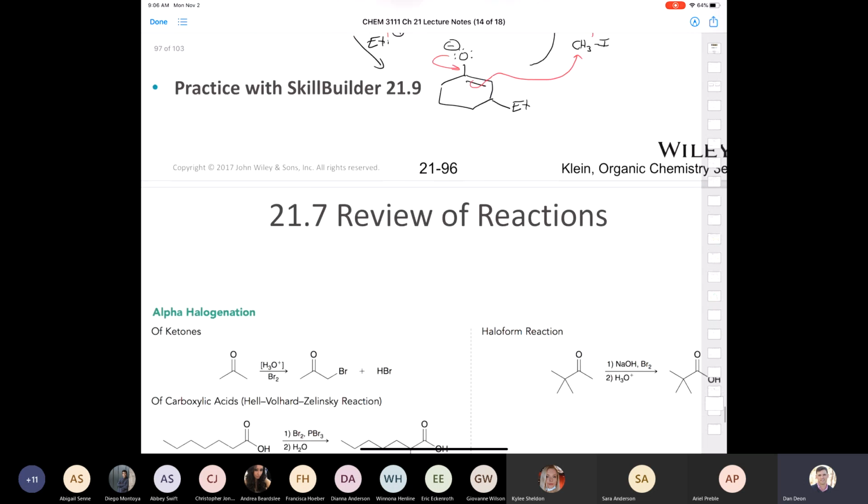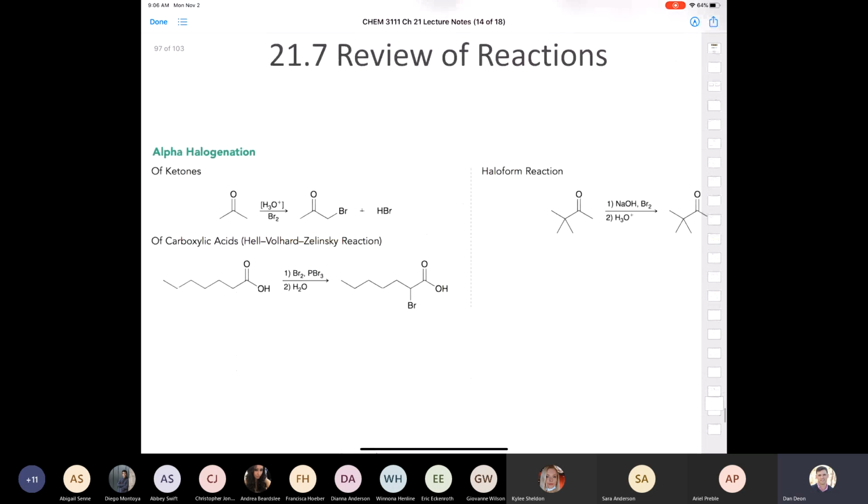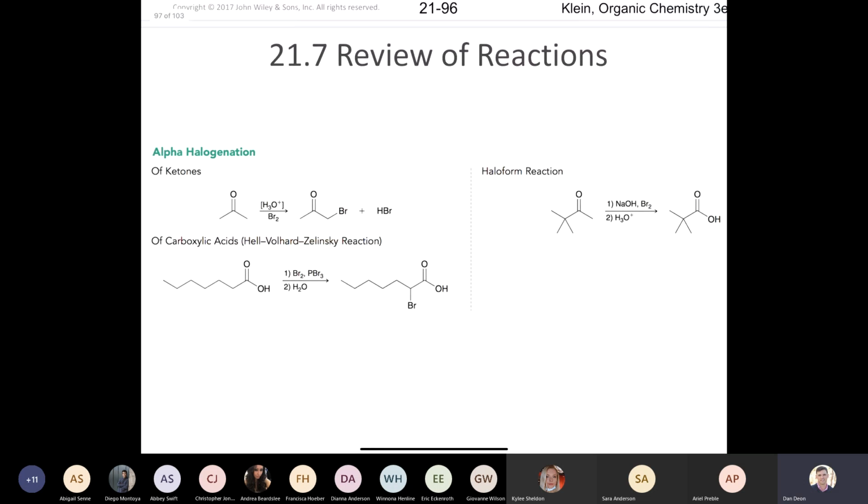What else? Here's a review of the reactions. David Klein always has a beautiful summary of all the different reactions that are learned in every chapter. First, we have alpha halogenation of a ketone by treatment with a catalytic amount of acid followed by bromine, and you see that you end up forming hydrogen bromide. So this is an autocatalytic reaction.